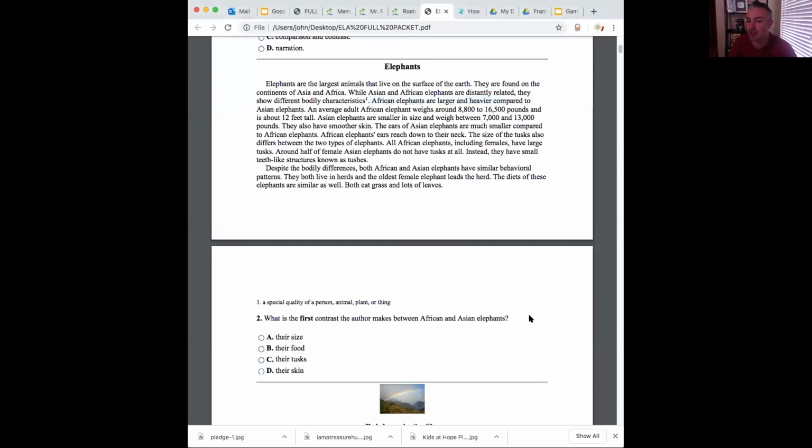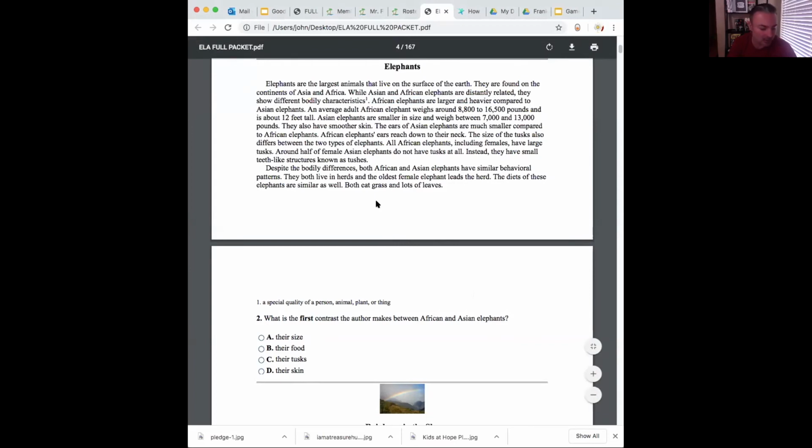What is the first contrast the author makes between African and Asian elephants? There's my question. A, their size. B, their food. C, their tusks. D, their skin. What I did was I went through my reading and I looked for each thing, right? So the first thing I found was their size. African elephants are larger and heavier compared to Asian elephants. The next thing I saw was their food. Both eat grass and lots of leaves. Then I found C, their tusks. The size of the tusks also differs between the two elephants, and then their skin. They also have smoother skin. So on this, the first thing that I saw was their size, which was way up here.